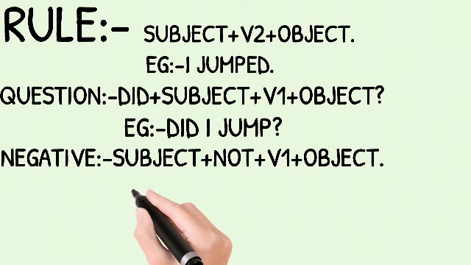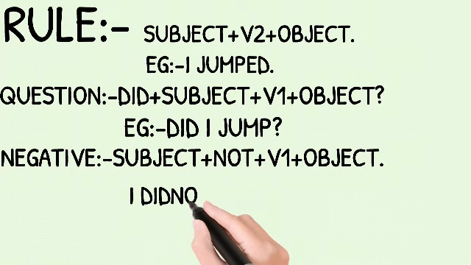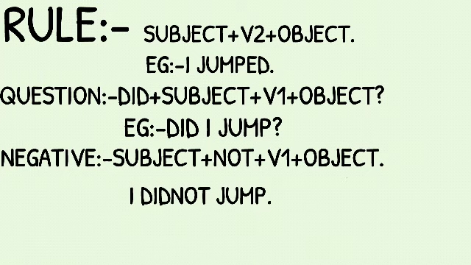Now for the negative sentences, we will be adding did and not, and we will be using V1 because did has already denoted the past. I did not jump. Not I did not jumped, because did has been used. Okay.